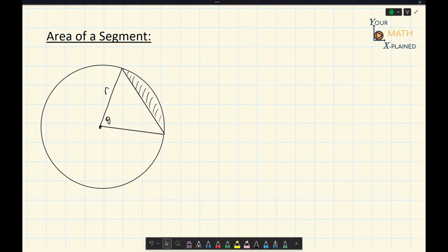So next, let's take a look at an area of a segment. So the area of a segment is this shaded region here. And looking at our diagram here, we can see that the area of a segment is just the area of the sector, which we have defined in the previous video, minus the area of this triangle here. So let's go ahead and write that down. So we have our area of our segment is equal to the area of the sector minus the area of the triangle.